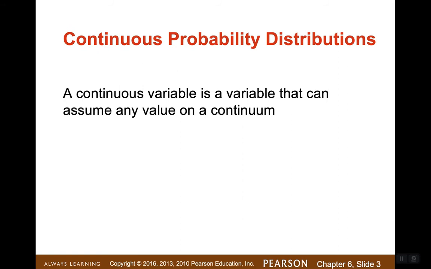So, definition: a continuous variable is a variable that can assume any value in a continuum. There's a whole variety of outcomes, and there's no way of predicting what that outcome would be. So theoretically it could assume any value.